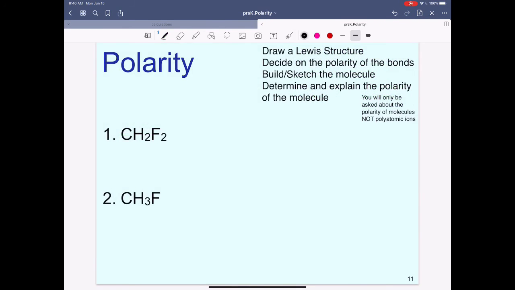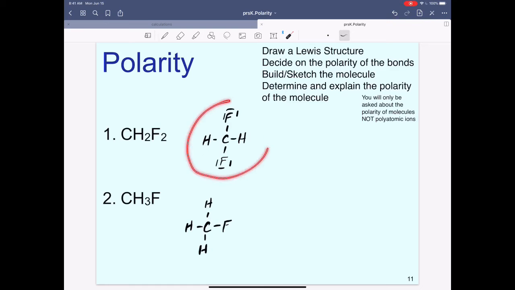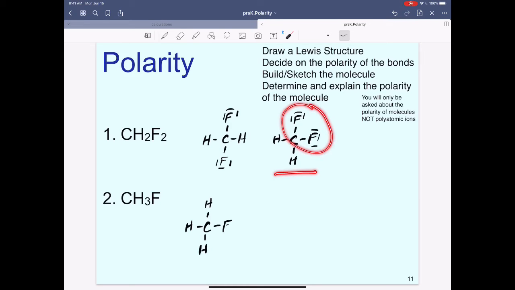Draw Lewis structures for these. Having drawn Lewis structures, we can see that one could draw a Lewis structure in which the fluorines were opposite in the Lewis structure, or we could draw a Lewis structure in which the fluorines appear to be side by side. In the case of only one fluorine, of course, the one fluorine could be placed in any of the positions. And it's time now to take a look at the actual shape of these molecules.